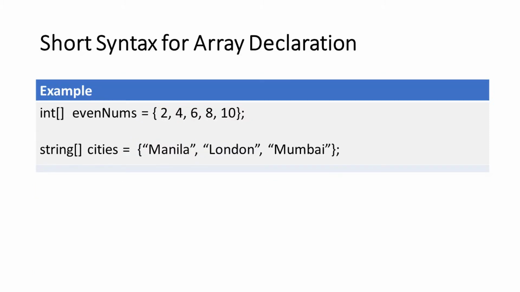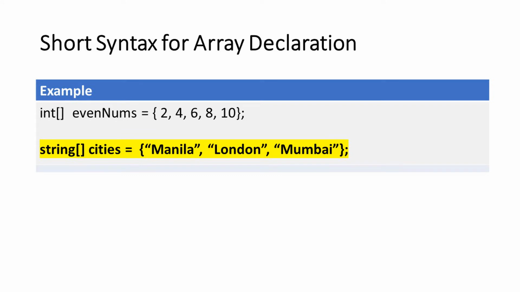If you are adding array elements at the time of declaration, then size is optional. The compiler will infer its size based on the number of elements inside the curly braces. So this evennums array will have a size of 5 since it has 5 elements inside the brackets. Then the cities array will have a size of 3 since it has 3 elements inside the brackets.